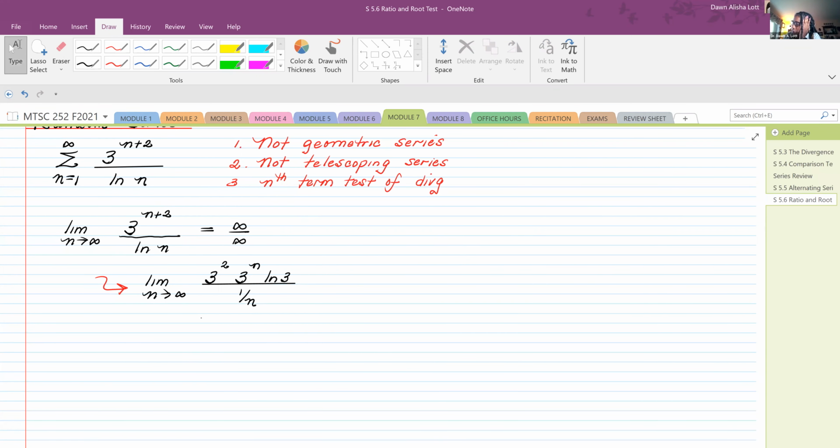So this is the limit as n approaches infinity of 9 times the natural log of 3 times n times 3^n. That looks like infinity. So the nth term test of divergence works. This diverges. It doesn't go to 0, so this series diverges.